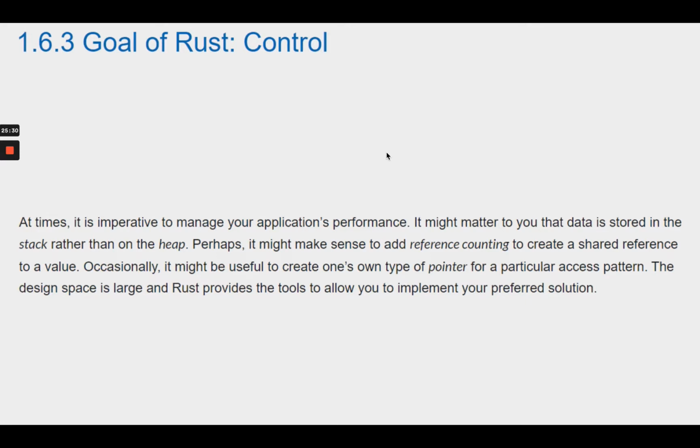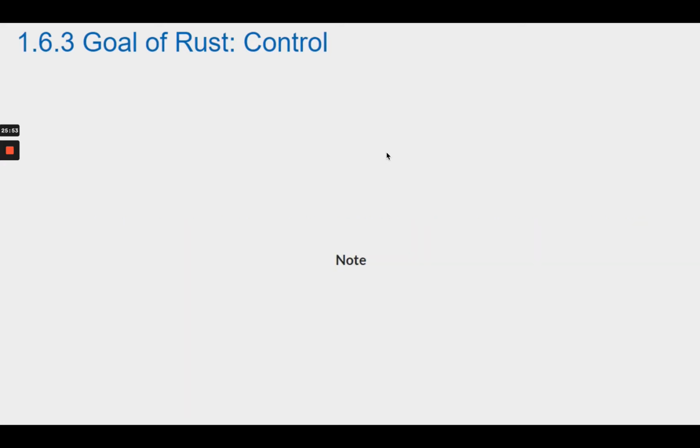It might matter to you that data is stored in the stack rather than on the heap. Perhaps it might make sense to add reference counting to create a shared reference to a value. Occasionally, it might be useful to create one's own type of pointer for a particular access pattern. The design space is large, and Rust provides the tools to allow you to implement your preferred solution.